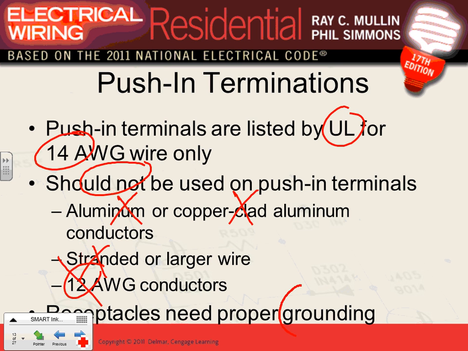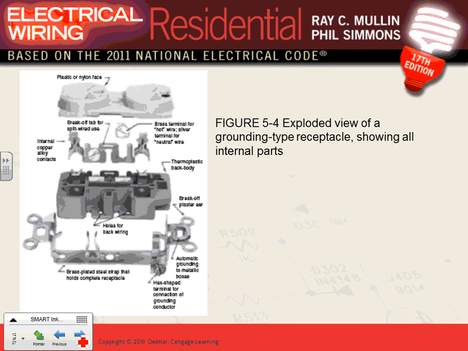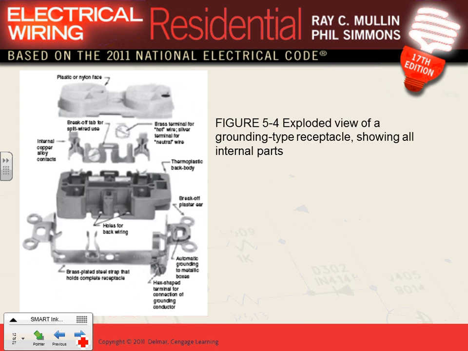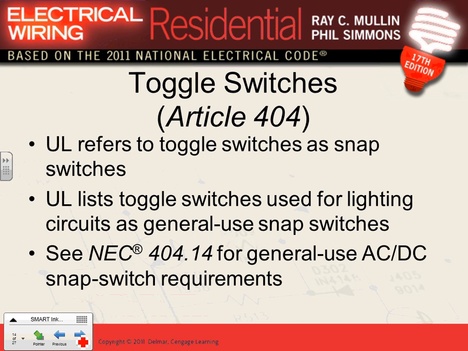And in the NEC code book, all receptacles must be grounding type receptacles. And what's a grounding type receptacle? One that has a slot like this here, where you tie the grounding conductor to it. Any comments, guys, about the receptacles? A couple of these are a quick review on them.